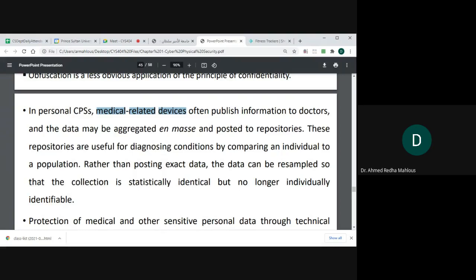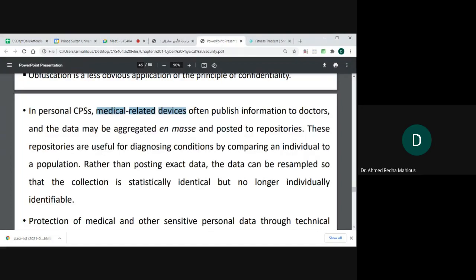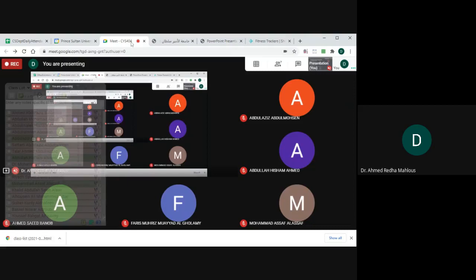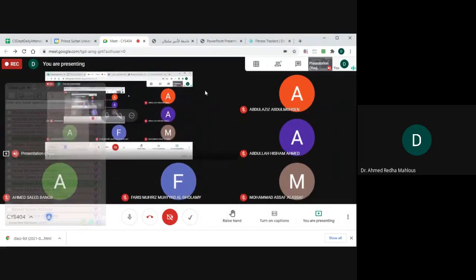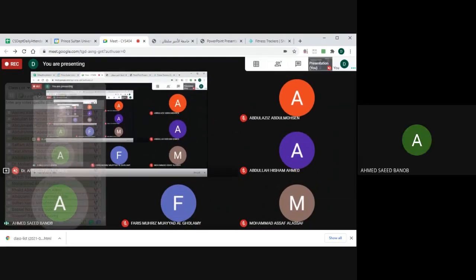What will happen with that data? What do you know so far about such implementation? Any idea? Can you repeat the question, Dr., please? The data that is collected by those medical devices, what will happen with that data? Do you have any idea, any clue? Faris, any idea?